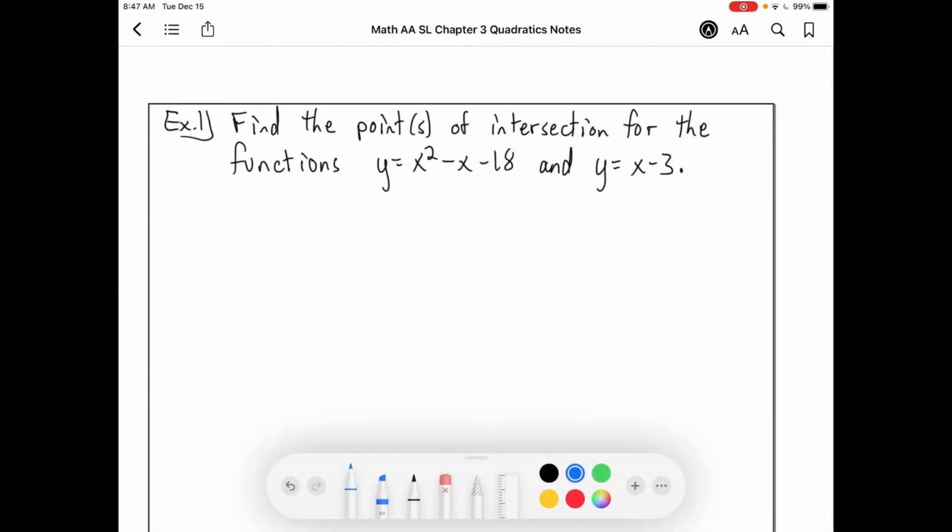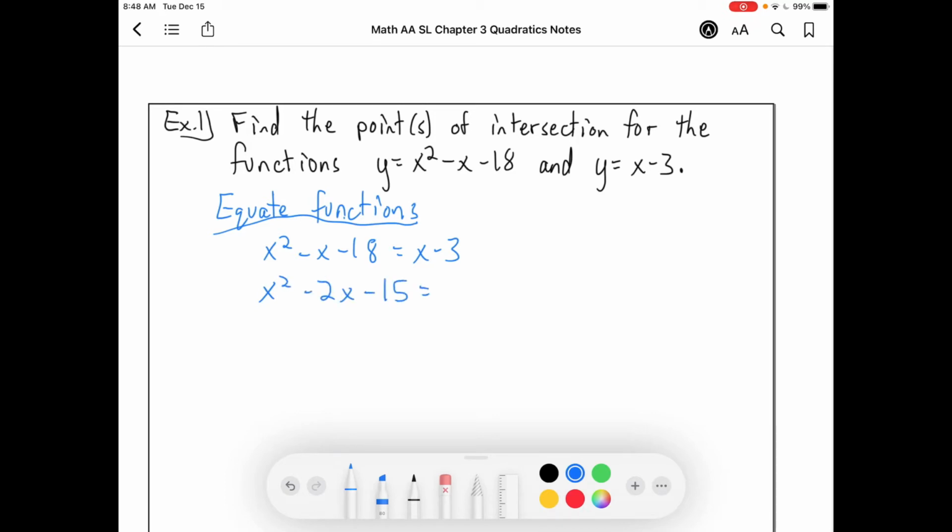There's the question rewritten. What we're going to do is, first of all, equate functions. So I'll take the first one, which was x squared minus x minus 18, and I will set it equal to the other one, which is x minus 3. When I solve this, I'll find the x values where they meet. So let's see. I'll move that x over, so that'll give me -2x. I'll add 3 to both sides, so I'll have -15.